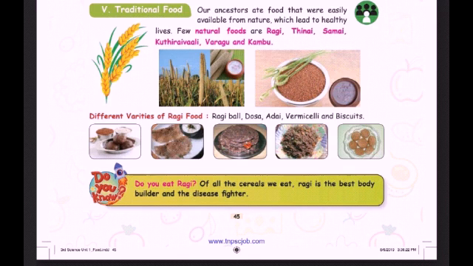I have told you these vitamins and minerals are like soldiers in our body, isn't it? I told you, isn't it? So these vitamins and minerals are present in very good amounts in millets. So we have to include these millets in our daily life, in the daily food items we choose.